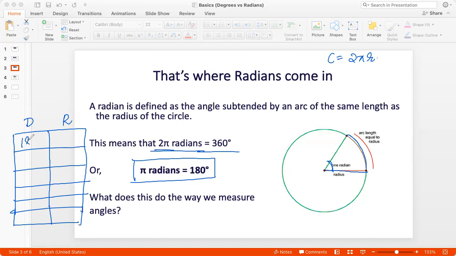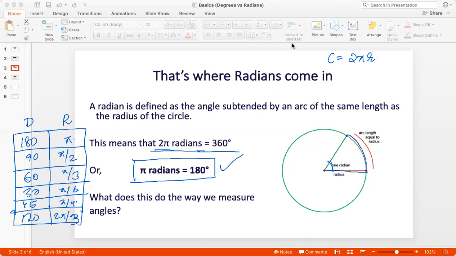When I have 180 degrees, it's pi radians. If I have 90 degrees, that would be pi by 2. If I have 60 degrees, that would be pi by 3 radians. If I have 30 degrees, that's pi by 6. 45 degrees, pi by 4. And 120 degrees, 2 pi by 3. So I can find any angle and convert it between degrees and radians using this concept: pi radians is 180 degrees.